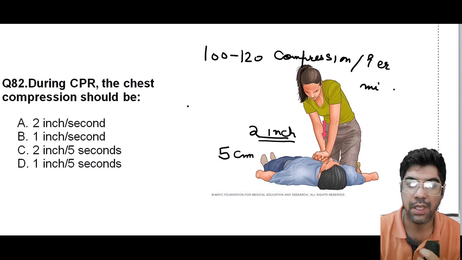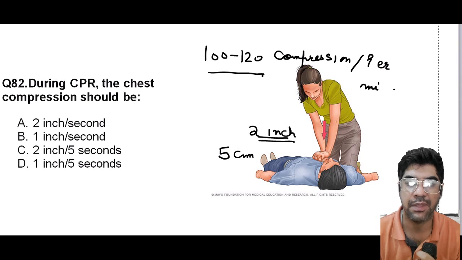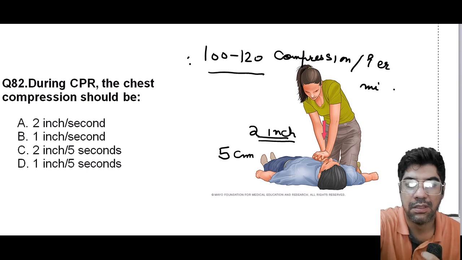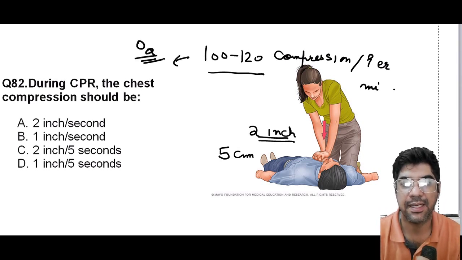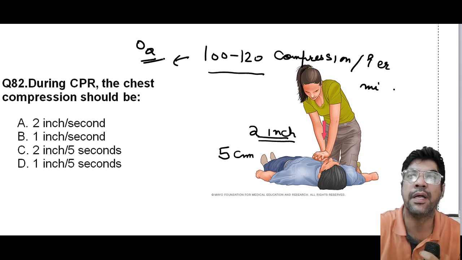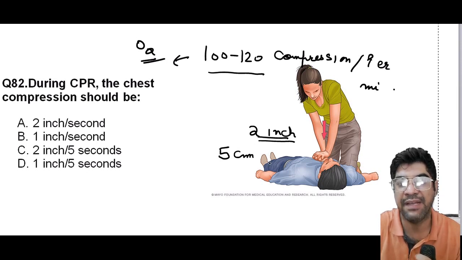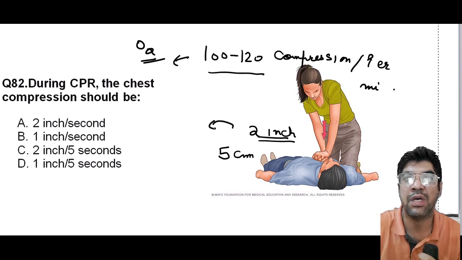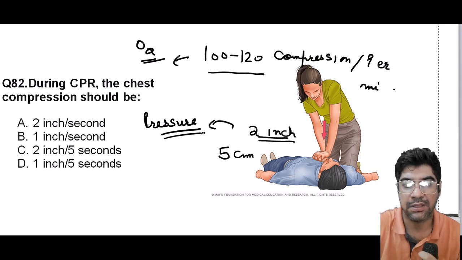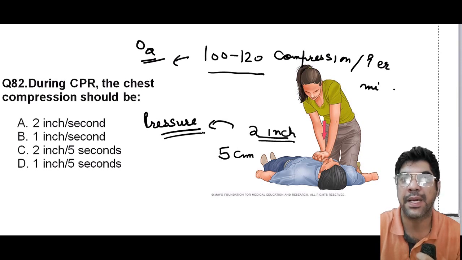So you should push down on the xiphoid sternum or the lower half of the sternum with enough force to depress the chest to this depth. The rate of chest compression is around 100 to 120 compressions per minute. That is done to ensure that blood is circulating effectively to maintain oxygen delivery to the vital organs, including the brain. The chest compression depth should be 2 inches or 5 centimeters. This depth is important to generate enough pressure to pump blood effectively.